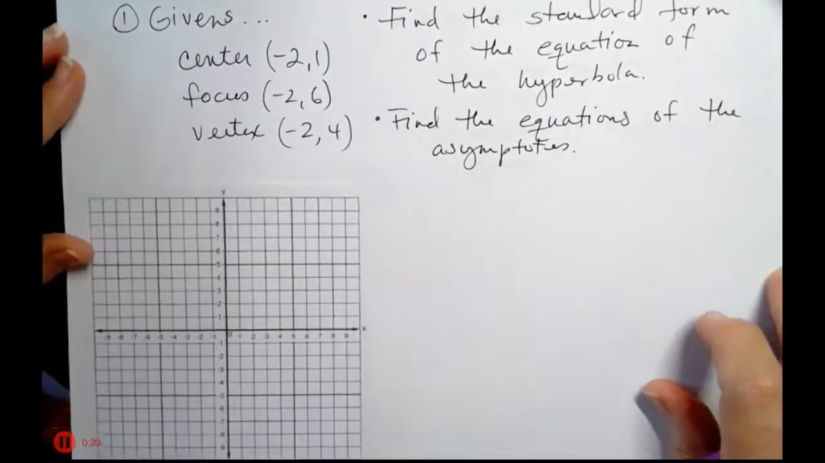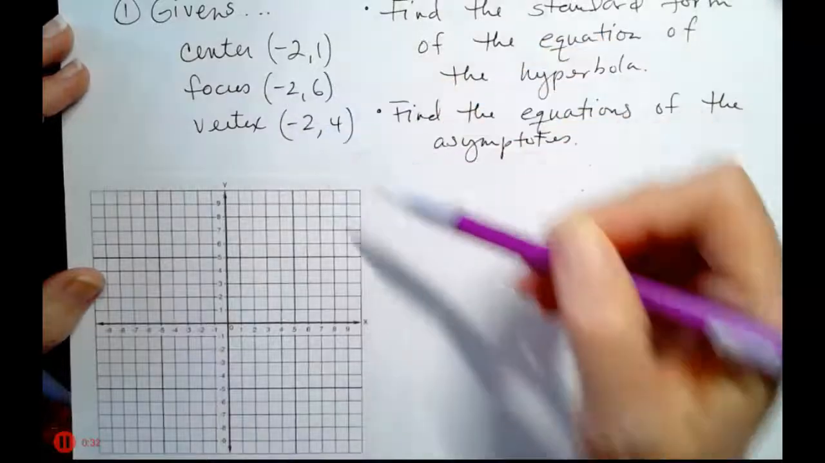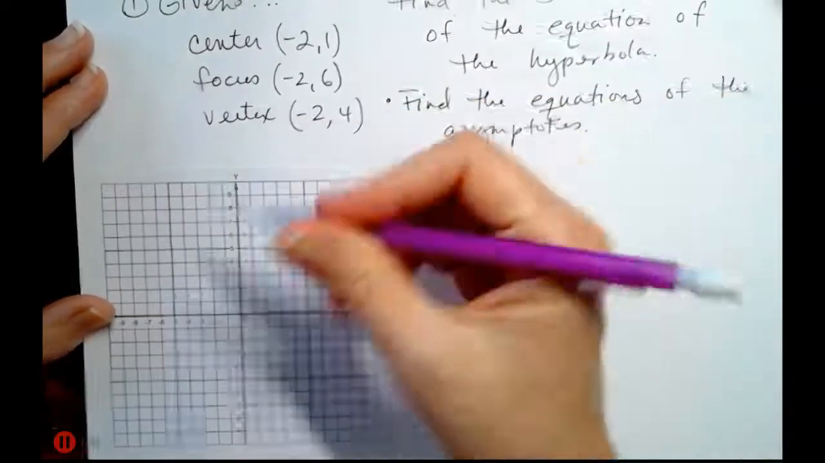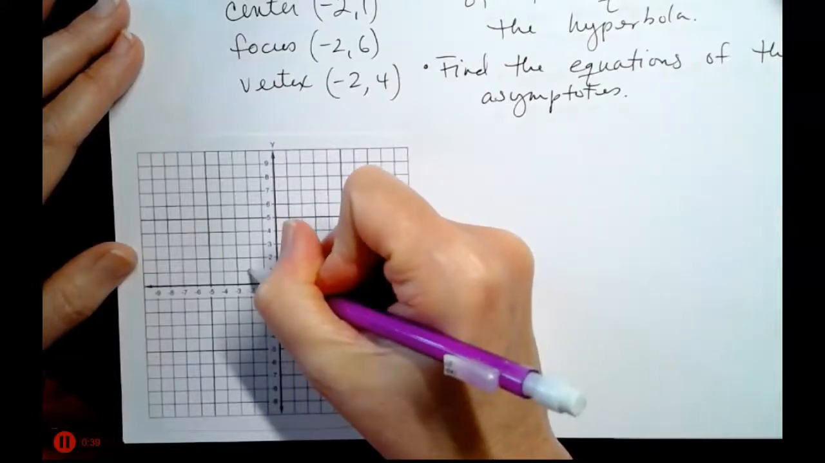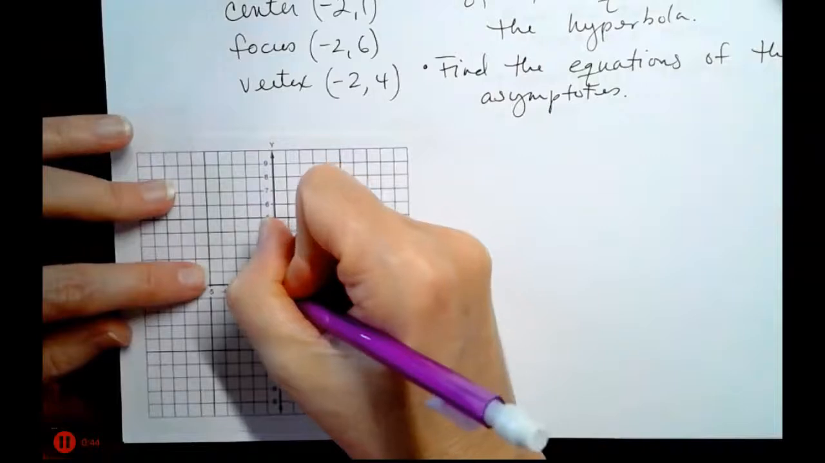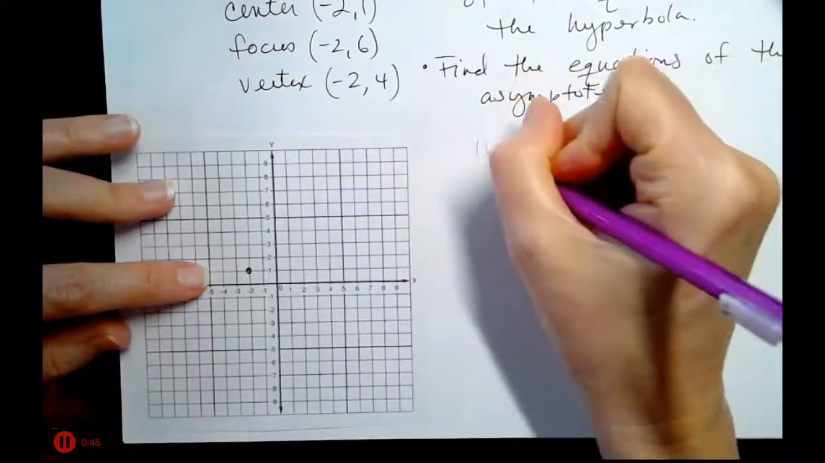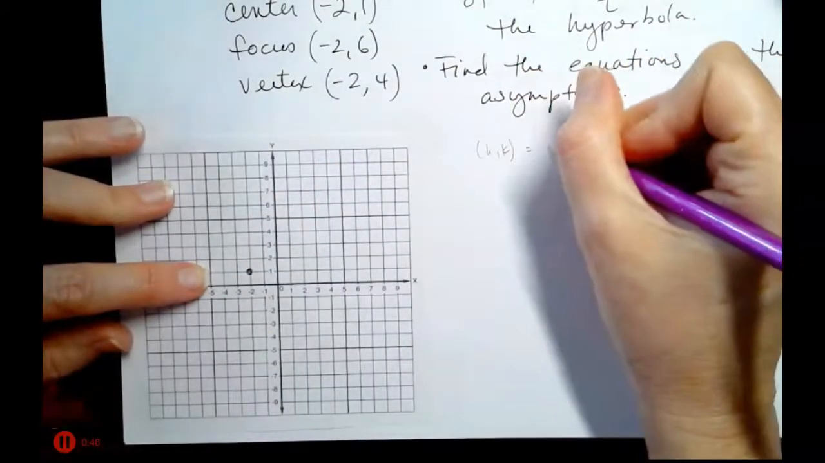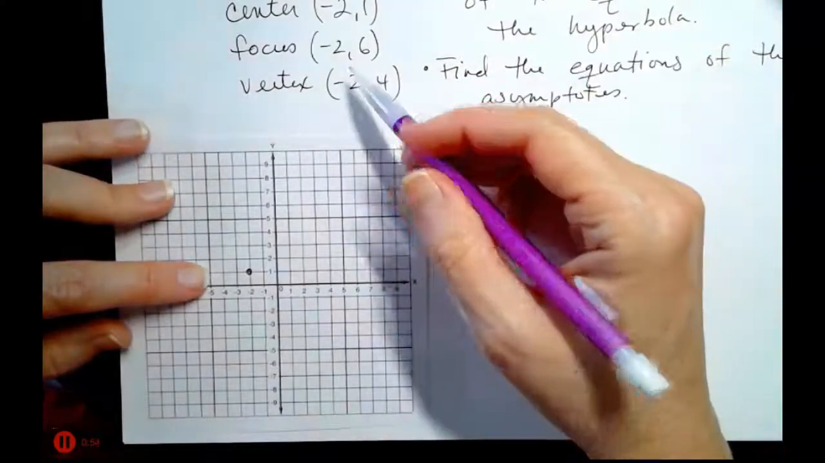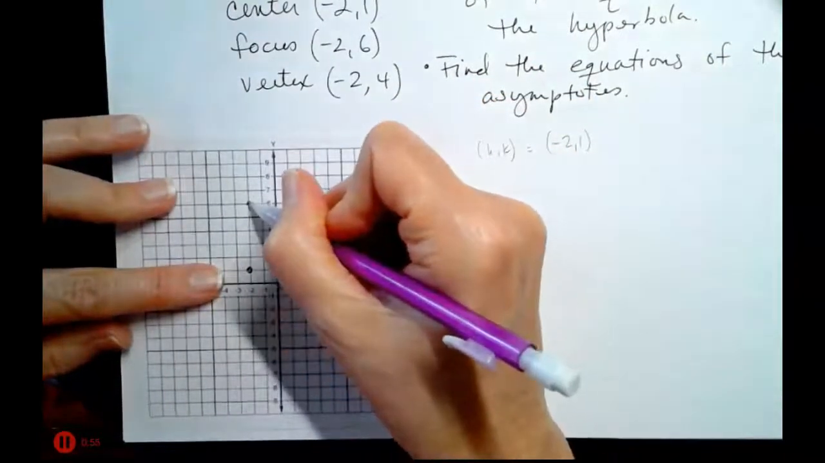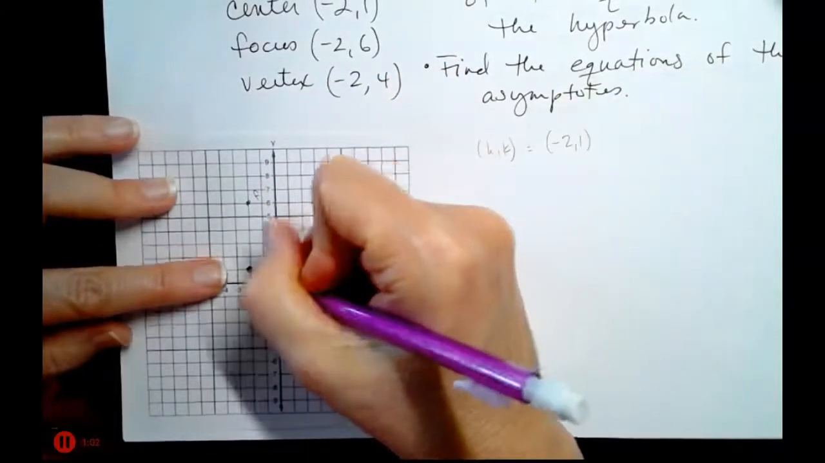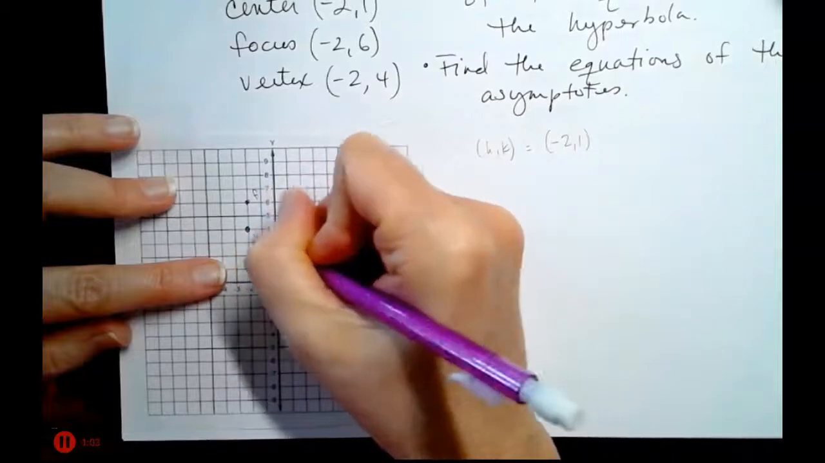We want to know if it's horizontal or vertical, and I can see that all my H's are the same. It looks like my K's are changing, so it looks like we have a vertical transverse axis. So back 2, up 1, and that is the center, so that's HK. I'm going to go ahead and write that in right there. HK is -2, 1. My focus is at -2, 6, back 2, up 6. So that is a focus. And then a vertex, back 2, up 4.